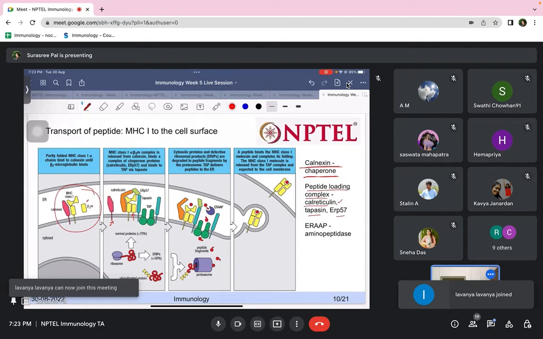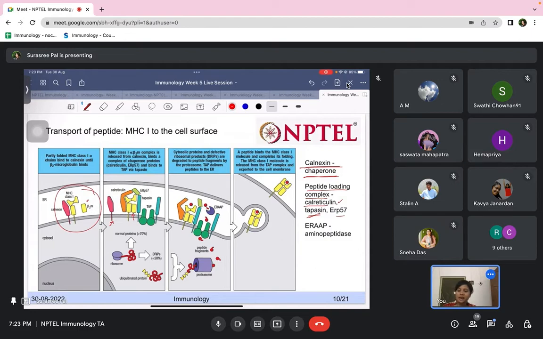Calreticulin is a chaperone, again like calnexin. Tapasin is tap associated protein. So here one protein molecule you can see, which is TAP, and TAP is actually a dimer of TAP1 and TAP2. What is TAP? TAP is nothing but transporters associated with antigen processing 1 and 2. Okay, transporters associated with antigen processing.